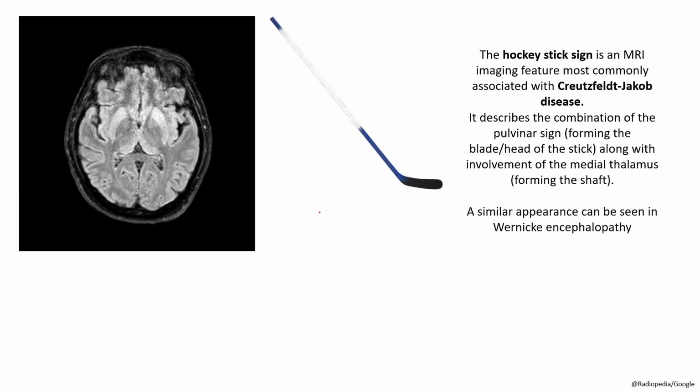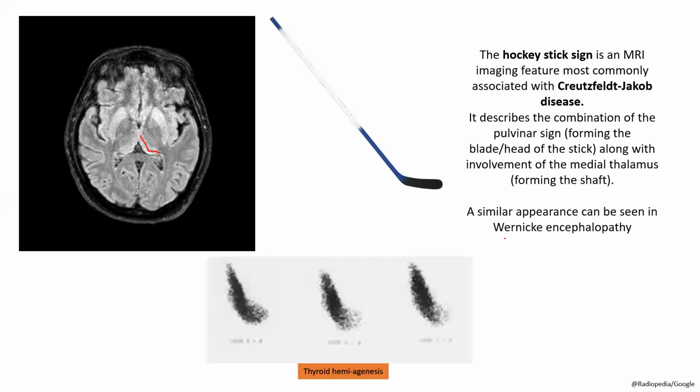What is happening in this MRI brain? We can find hockey stick sign, which is seen in Creutzfeldt-Jakob disease. It is because of this hyperintensity here. So there is hyperintensity along the medial thalamus and in the pulvinar region. So this forms an appearance of a hockey stick. A similar appearance is also described in Wernicke's encephalopathy. Hockey stick sign is also described in thyroid hemiagenesis in a case of nuclear scan.